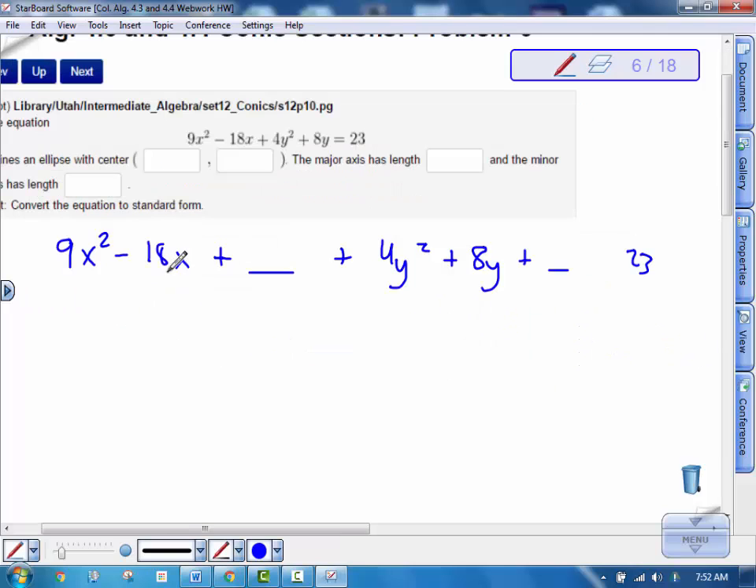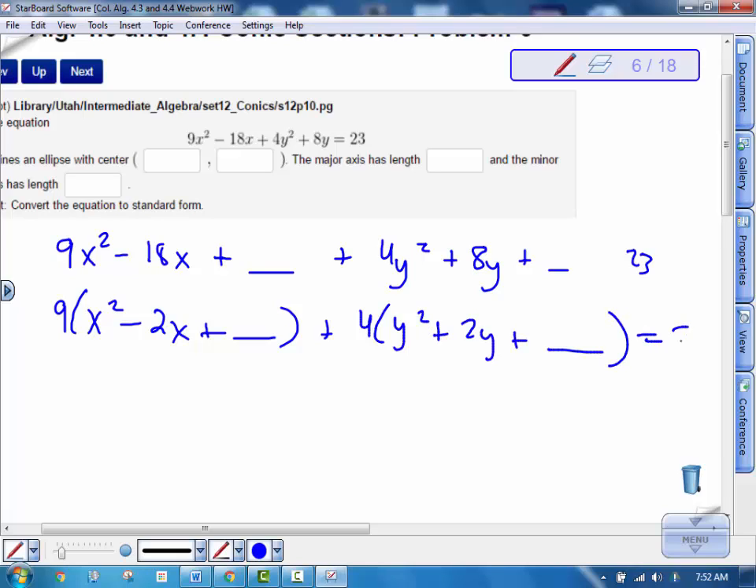Alright, so I know this is a little tricky, but we've got to pull out a 9 from here and make this x squared minus 2x plus something, plus, and we're going to pull out 4 from this one, making it y squared plus 2y plus something, still equals 23. Okay, so now we're going to complete the square.